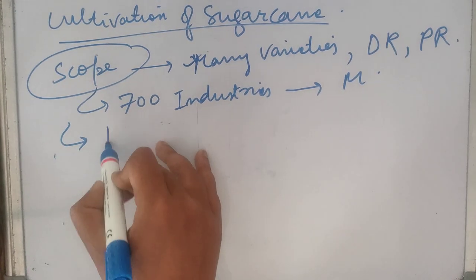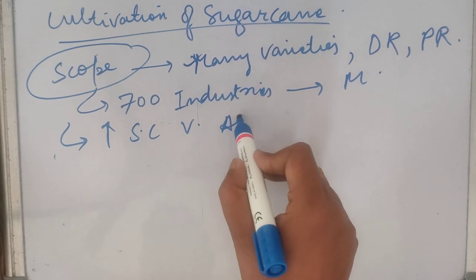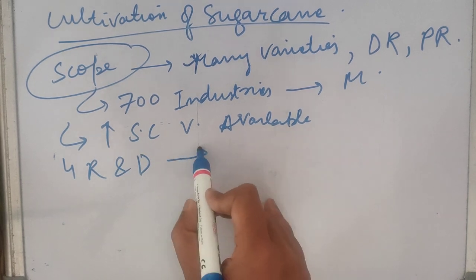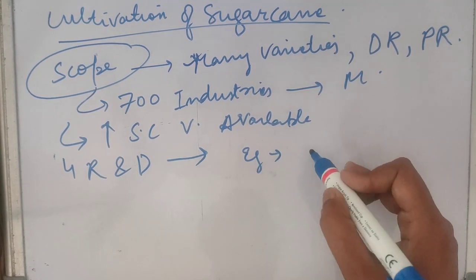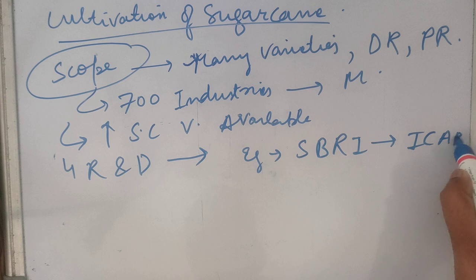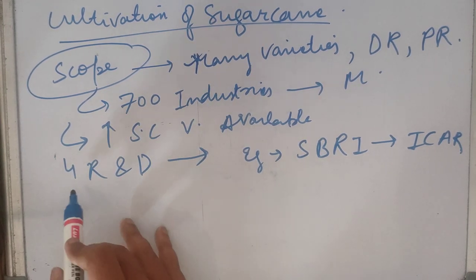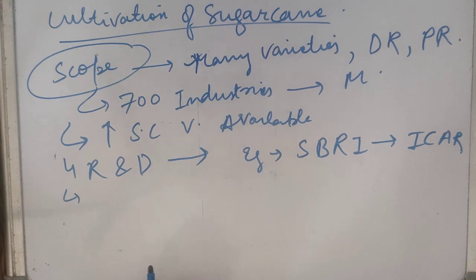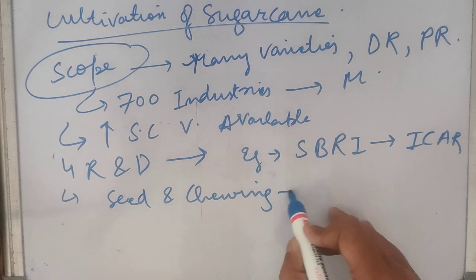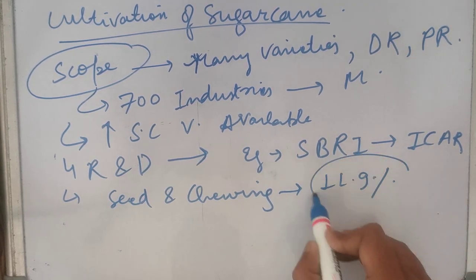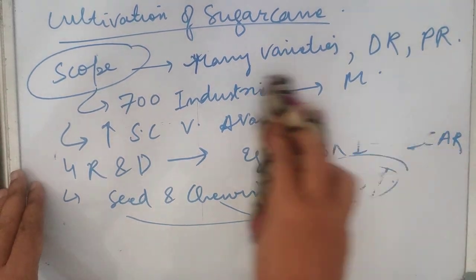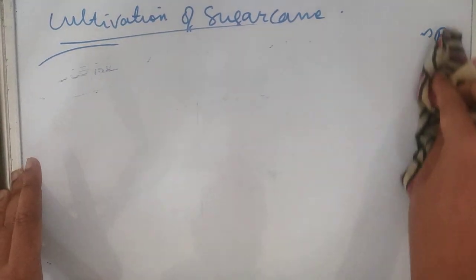High sugar content variety is available. We have high research and development, for example, you can see the Sugarcane Breeding Research Institute, which is developed by ICAR. Sugarcane can also be used for seed and chewing purposes. Often people choose to chew sugarcane. Around 11.9% of total sugarcane is used as seed or for chewing purposes. So these are the scope of cultivating sugarcane. Now moving on to some of the limitations of cultivating sugarcane.